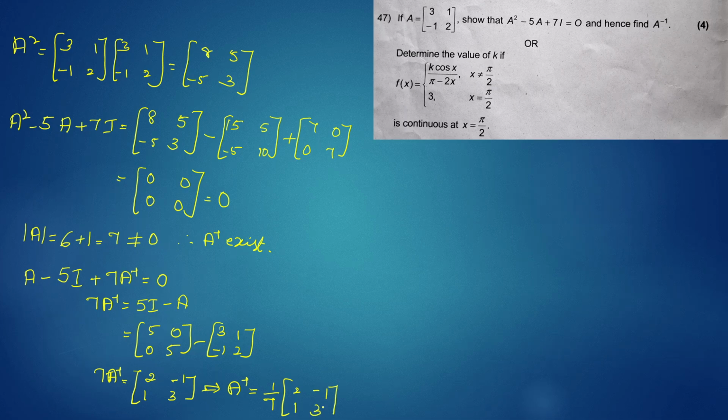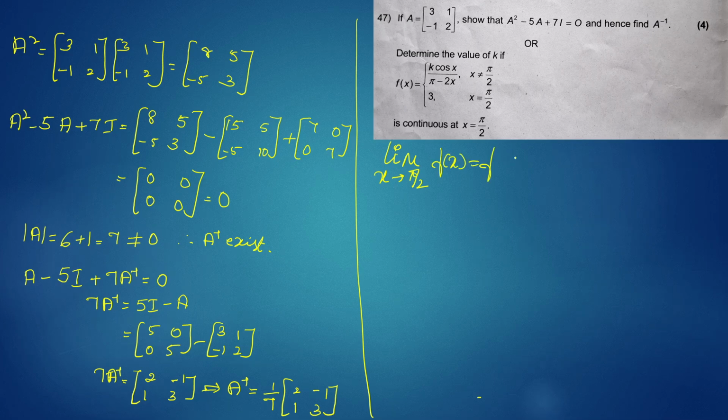There is another question for 4 marks, that is depending on continuity, we have to find the value of k. As it is given that the function is continuous at x equal to pi by 2, we can write directly that limit x tends to pi by 2 of f of x is equal to f of pi by 2. That is limit x tends to pi by 2 k cos x divided by pi minus 2x, that is equal to f of pi by 2, whose value is 3.